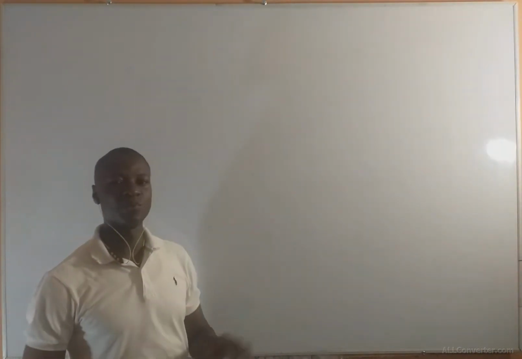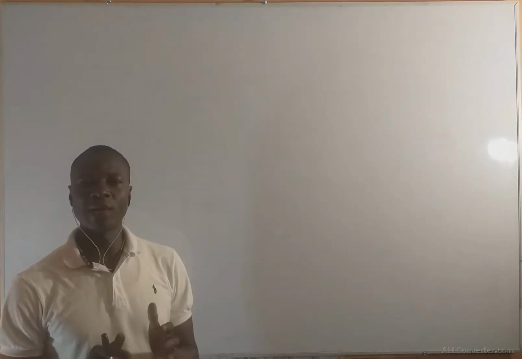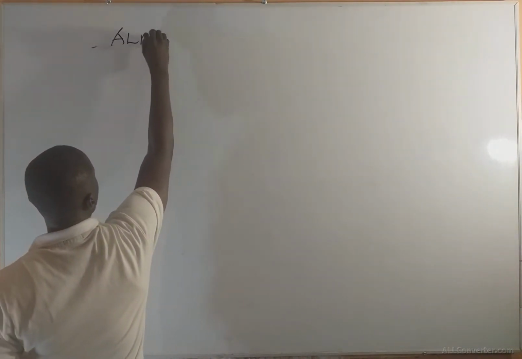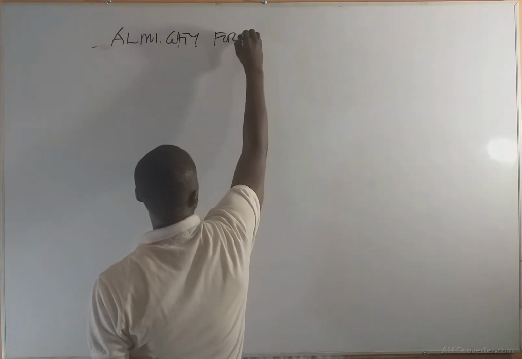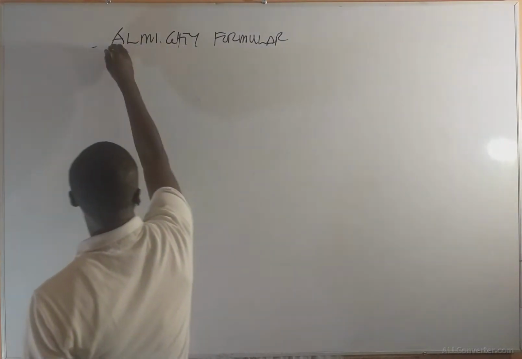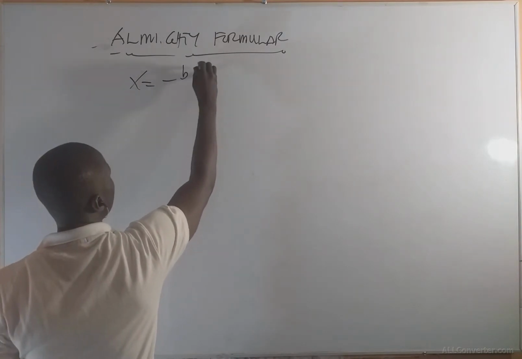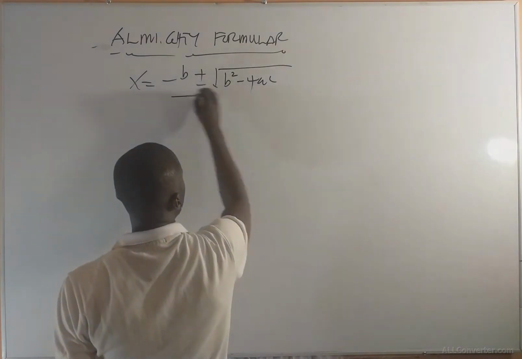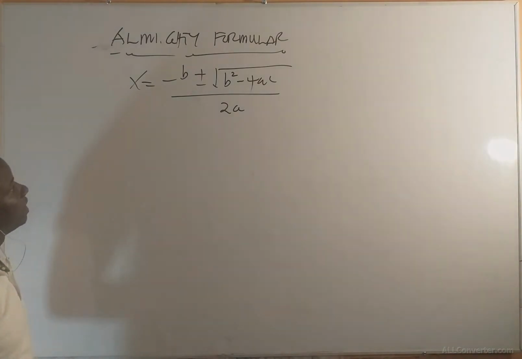On this particular episode, I'm going to help you prove the almighty formula and how to apply it. We use the almighty formula to solve quadratic equations, and the formula is x equals minus b plus or minus the square root of b squared minus 4ac, all divided by 2a. So that is the almighty formula, and you use it to solve quadratic equations.